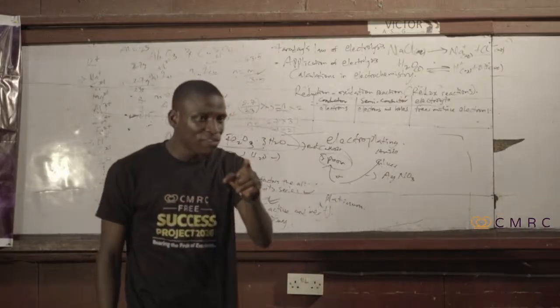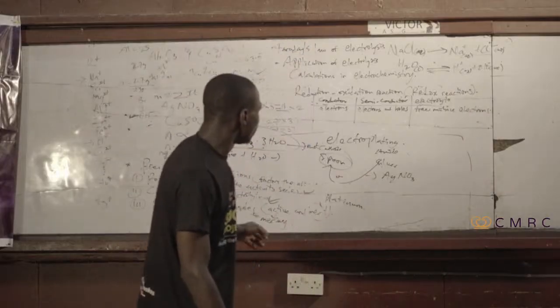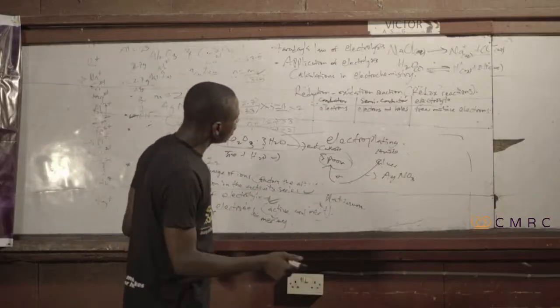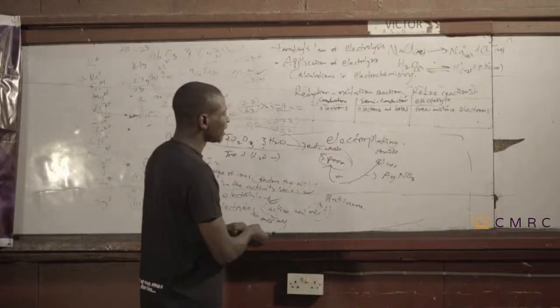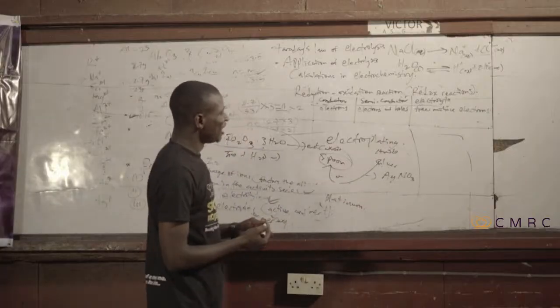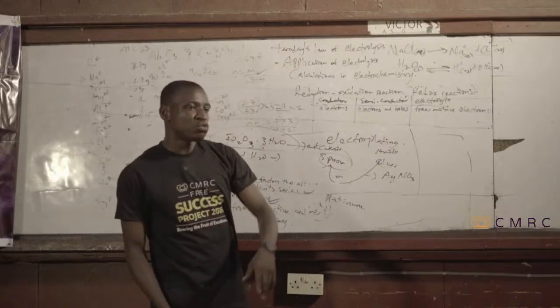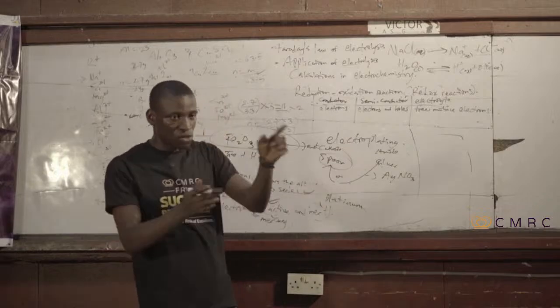So you can actually prevent or reduce rust by what we call cathodic protection. Cathodic protection is actually similar to electroplating. But the difference is that, don't forget, in electroplating, what you want to electroplate is the cathode, and the anode is what you want to put on it, while the electrolyte is a salt of the anode.